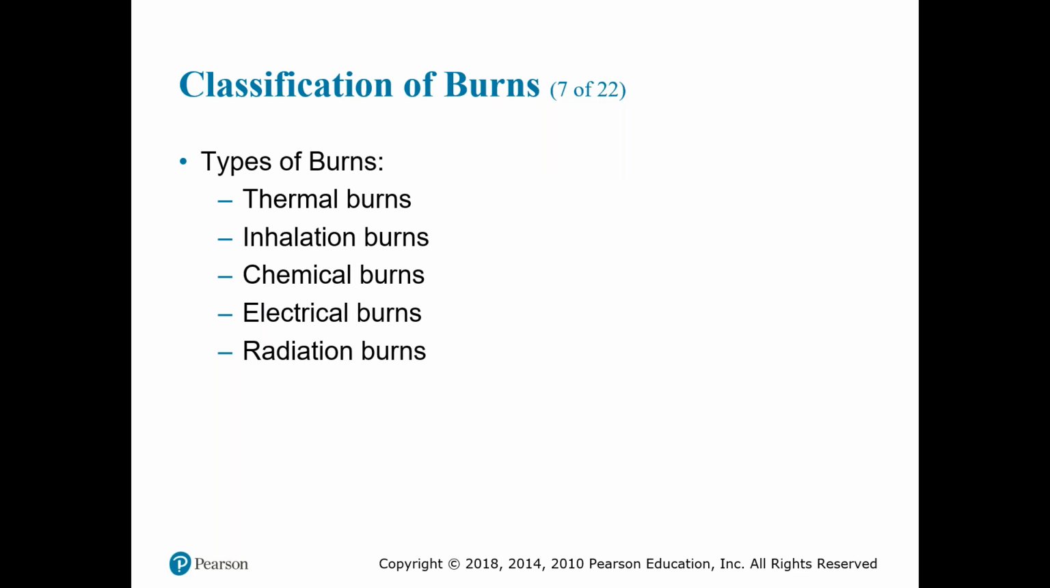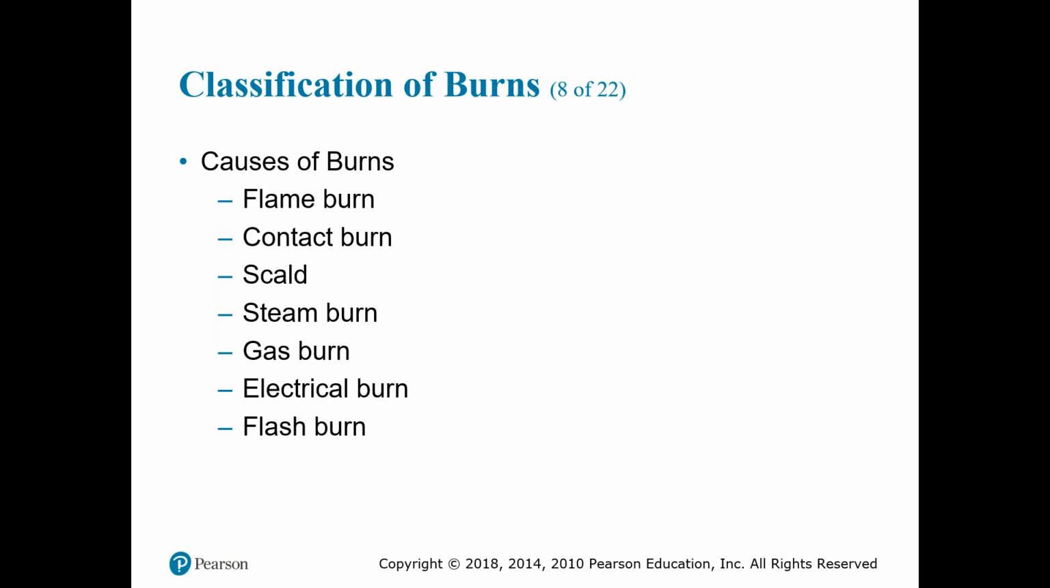Other types of burns: thermal burns, inhalation burns, chemical burns, electrical burns, and radiation burns. All of them have different effects on the pathophysiology of the system, and for each one we're going to do a little bit different treatment plan. Causes of the burns: flame burns, so those are going to be our thermal burns. Contact burns, so this could be chemical and or thermal. Scalding, that's going to be most likely from high temperature water. Steam burns, self-explanatory. Then we have gas, electrical, and flash burns, which are going to be more chemical-based burns.